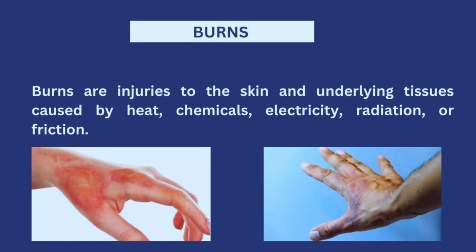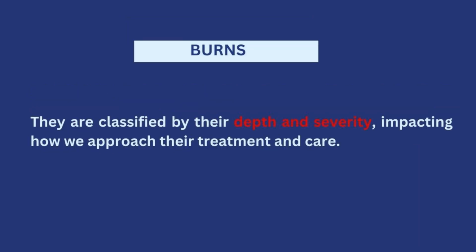Now let's have an overview of what burns are. Besides, we don't want to just jump into the nursing care plan for burns without knowing what exactly burns are. Burns are injuries to the skin and underlying tissues, and they can be caused by heat, either from the sun, hot substances, chemicals such as acid, electricity, radiation, or friction. Burns are generally classified by how deep and severe they affect the skin, and this will also determine how they are treated and cared for.